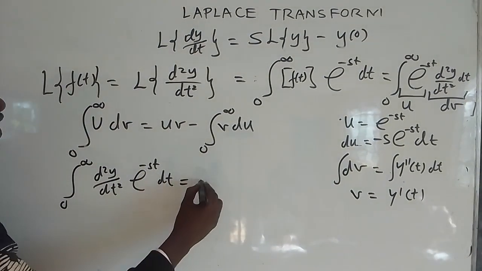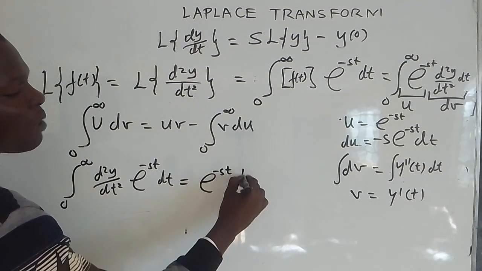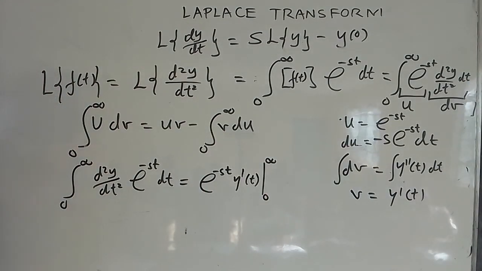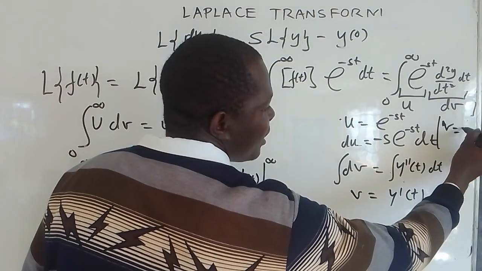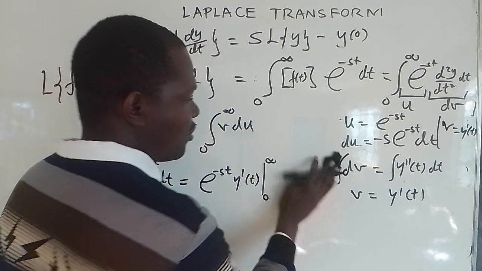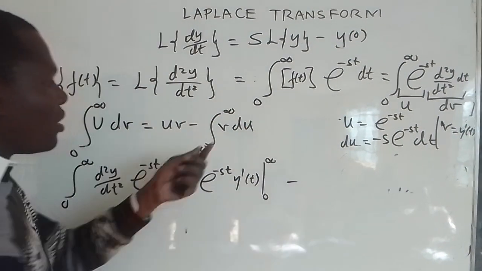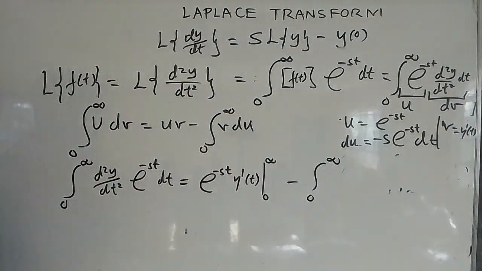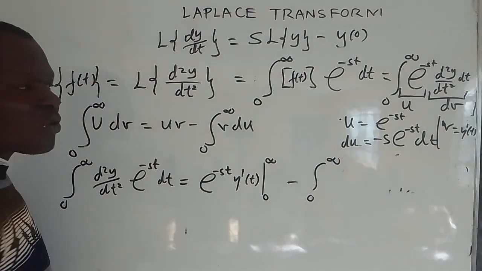So we'll have exponential negative st times y prime of t, then you are integrating from 0 to infinity, isn't it? So we've substituted the values of that. Our v is y prime of t. After that, what do you get here? Then it is minus the integral of v d(u), and what is v? Y prime of t.